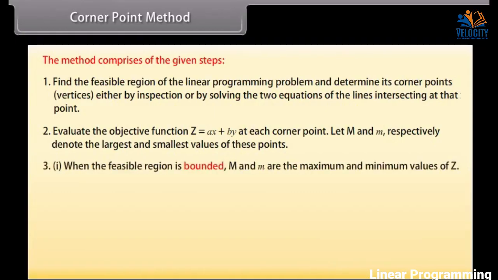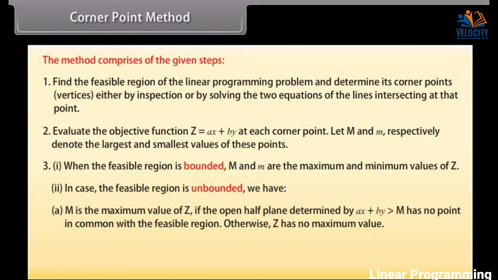3. 1. When the feasible region is bounded, M and m are the maximum and minimum values of z. 2. In case the feasible region is unbounded, we have: a. M is the maximum value of z if the open half plane determined by ax + by > M has no point in common with the feasible region. Otherwise, z has no maximum value.